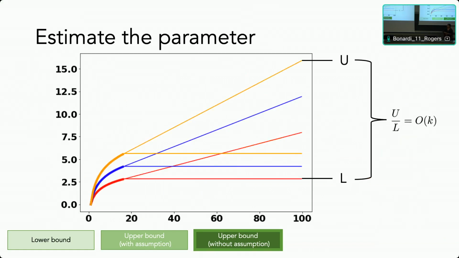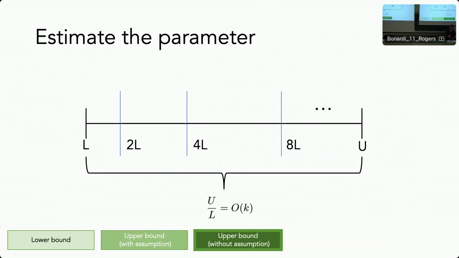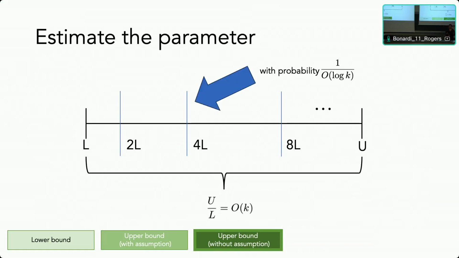From there, we can choose L and U such that f star of t lies in the interval [L, U], and U over L is order k. We can divide this interval into subintervals of doubling length. And so we know that f star of t lies in one of these subintervals. So when we choose one of these endpoints randomly, we get that with probability 1 over order log k, we've chosen the endpoint for the interval in which f star of t lies, which means that we've found a value that's within a constant factor of f star of t.